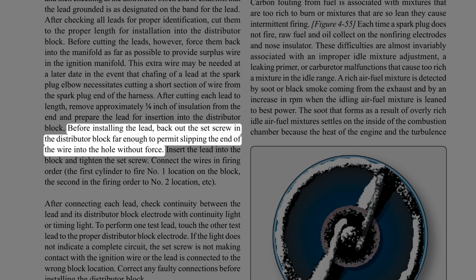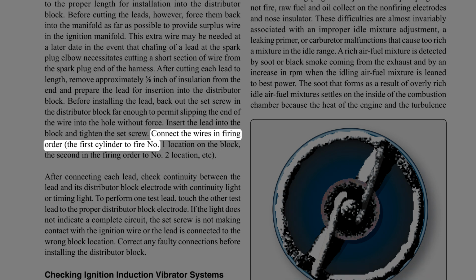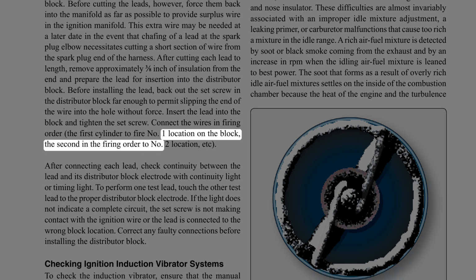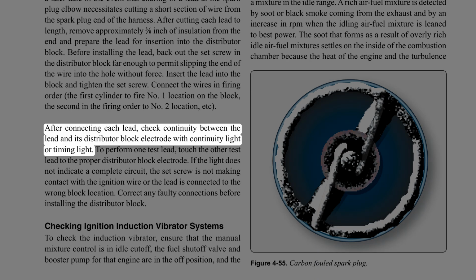Before installing the lead, back out the set screw in the distributor block far enough to permit slipping the end of the wire into the hole without force. Insert the lead into the block and tighten the set screw. Connect the wires in firing order, the first cylinder to fire at the no. 1 location on the block, the second in the firing order to the no. 2 location, etc. After connecting each lead, check continuity between the lead and its distributor block electrode with a continuity light or timing light.